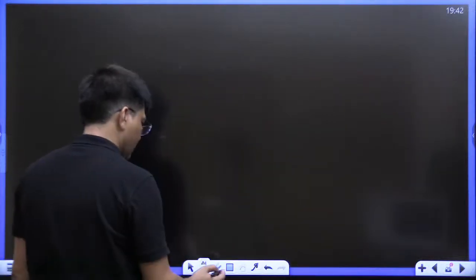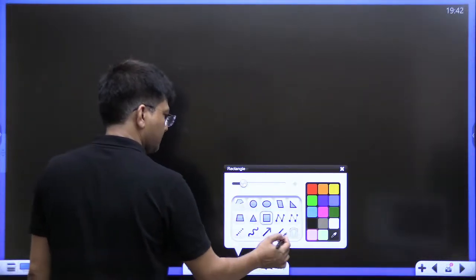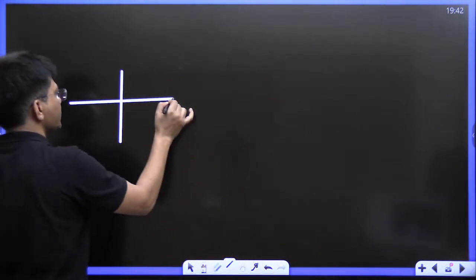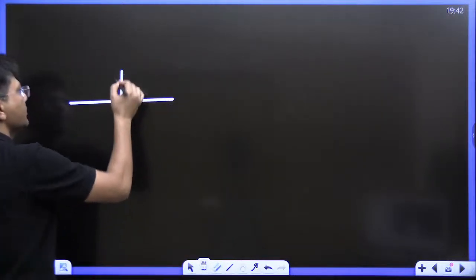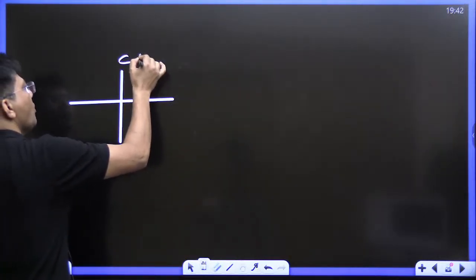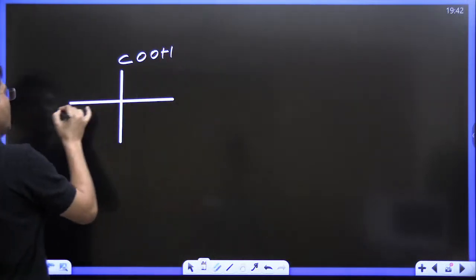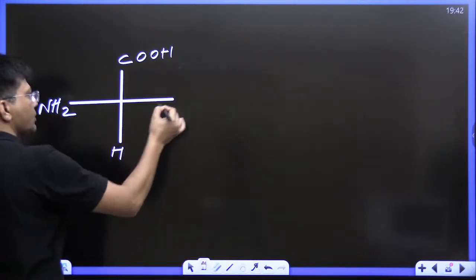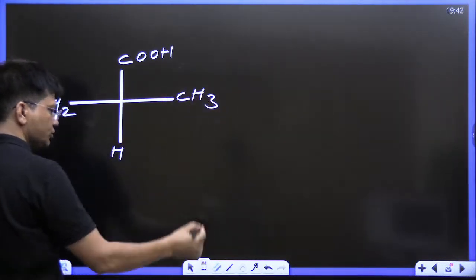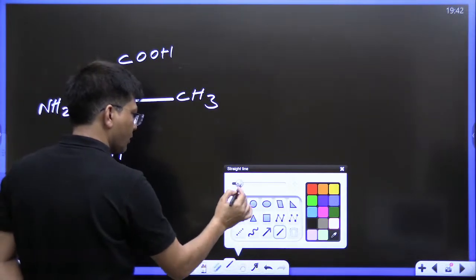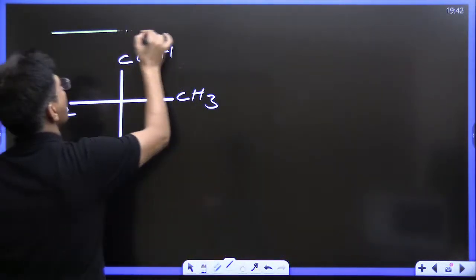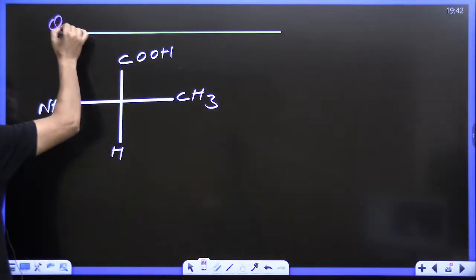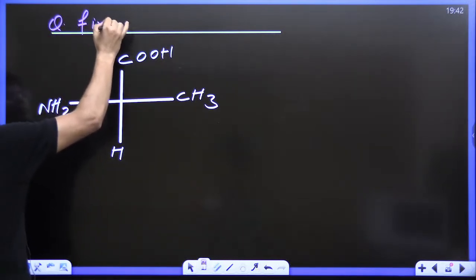Now let me give you one compound. If this is the compound provided to you, just see and focus on the compound: COOH, NH2, H, CH3. Now the question is, what is the configuration of this compound? Find out the configuration of this compound. Find out, everyone.